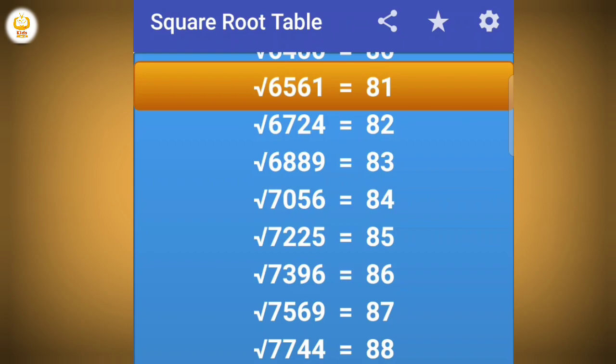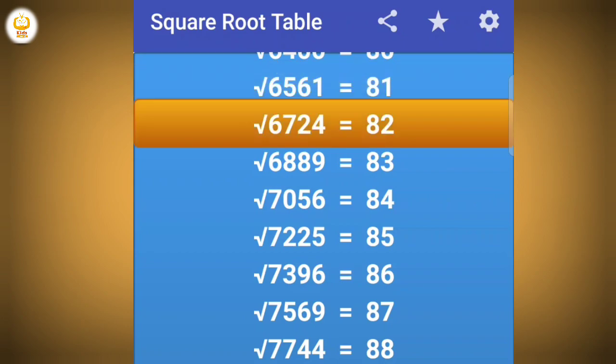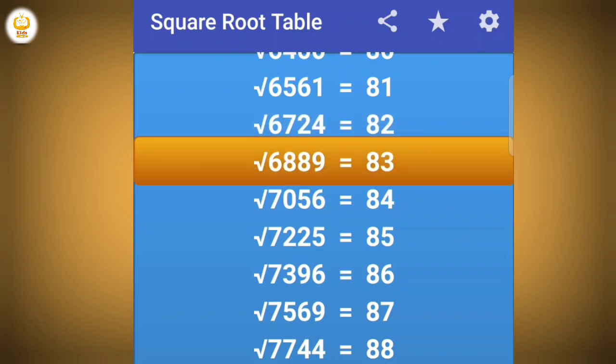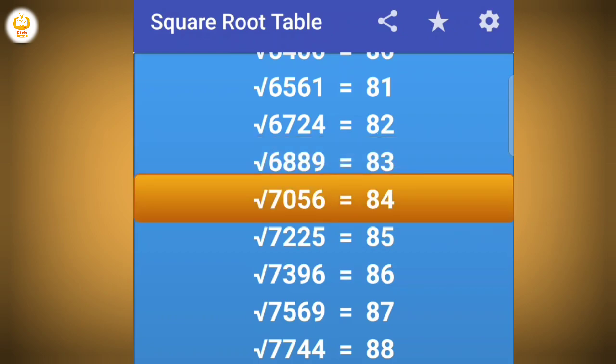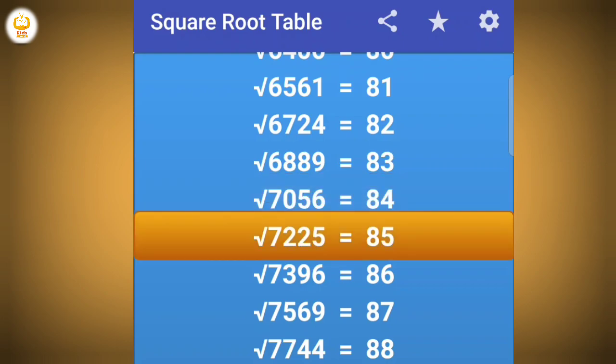Square root of 6561 za 81. Square root of 6724 za 82. Square root of 6889 za 83. Square root of 7056 za 84. Square root of 7225 za 85.